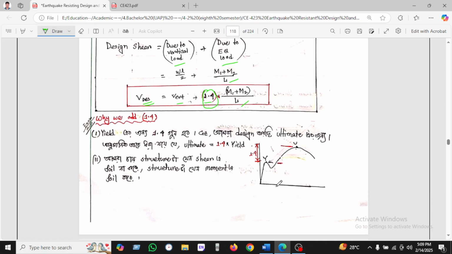For this purpose we have been seeing the stress-strain diagram. The yielding stress is here, and on the other hand the ultimate stress is here. So between yield and ultimate stress, the difference is a multiplier. It is 1.4 times the higher strength of yielding. That's why we are multiplying by 1.4.